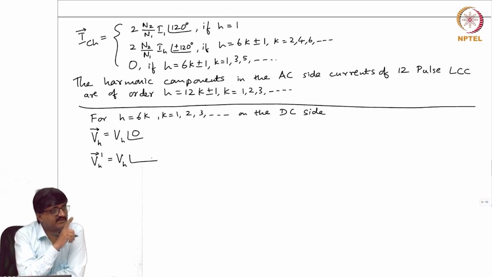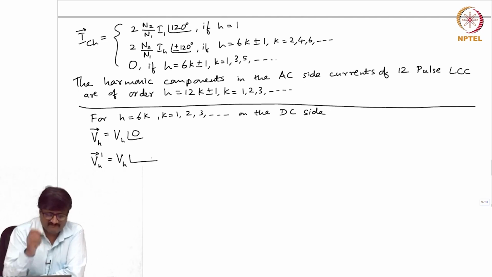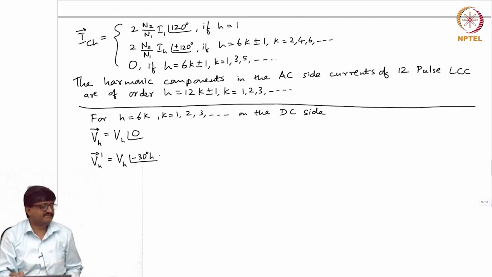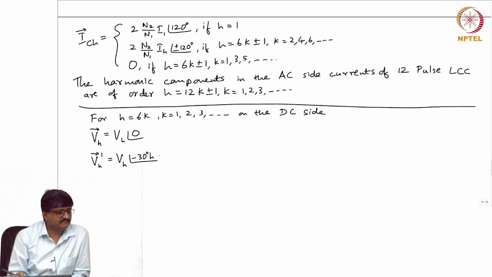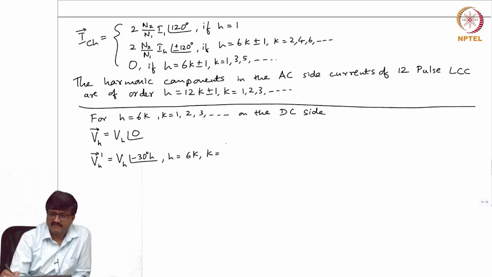Minus 30H, because the voltages that are applied to the second 6 pulse LCC are lagging the voltages applied to the first 6 pulse LCC by 30 degrees. The gate pulses are also delayed by 30 degrees. So, due to that, this is minus 30 degree into H. Here H is equal to 6k, and k is 1, 2, 3, and so on.